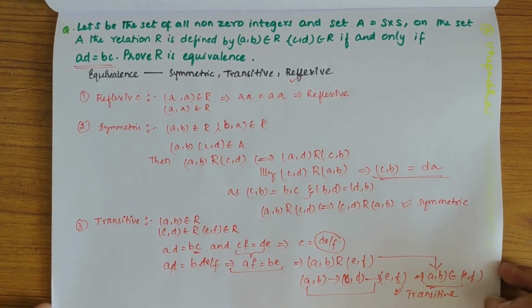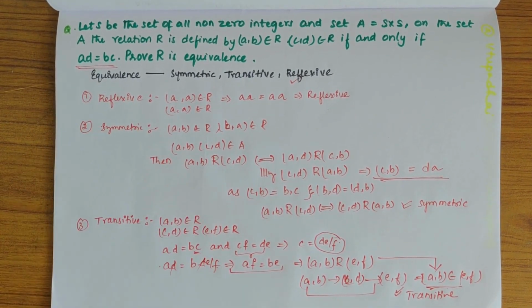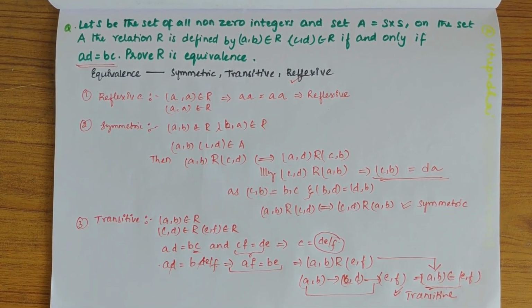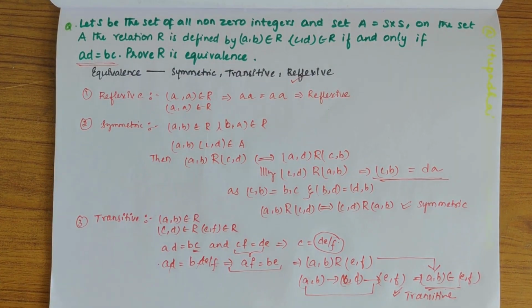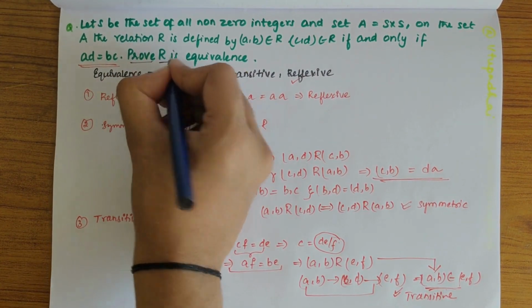So when a relation satisfies the reflexivity, symmetry, and transitivity conditions, it is said to be an equivalence relation. So here we have proved that R is an equivalence relation.